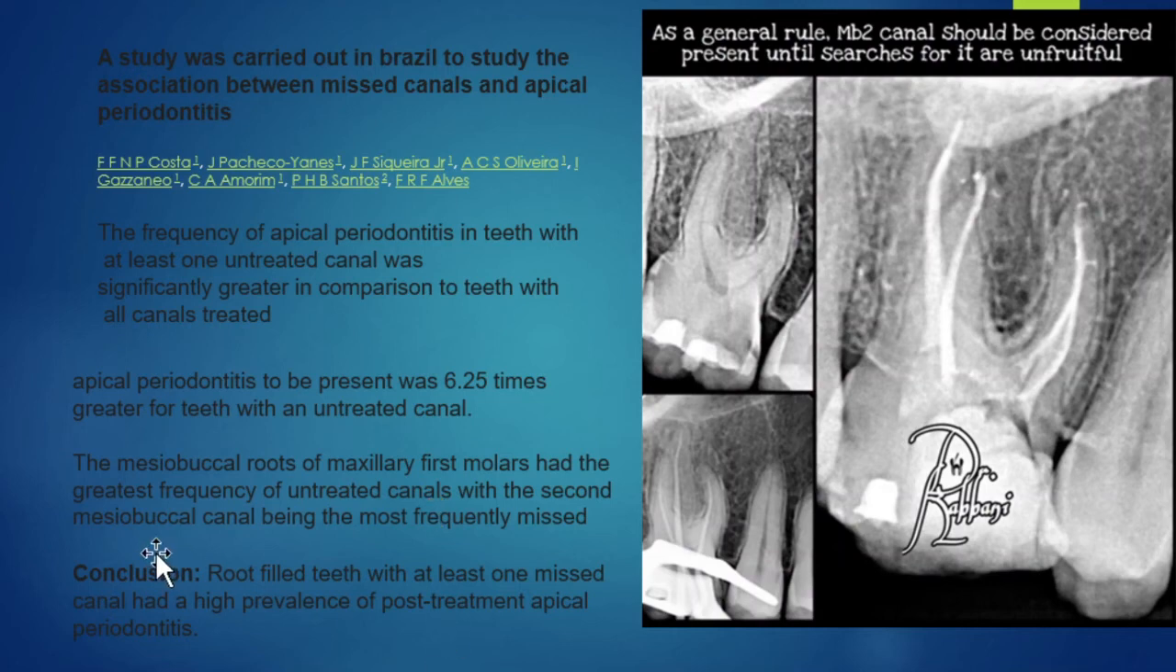In the same study, they showed that the mesiobuccal root had the greatest frequency of having a missing or untreated canal. That is because of the presence of the MB2 canal, which was the most frequently missed canal in the study. So in conclusion, root-filled teeth with at least one missed canal had a high prevalence of post-treatment apical periodontitis.